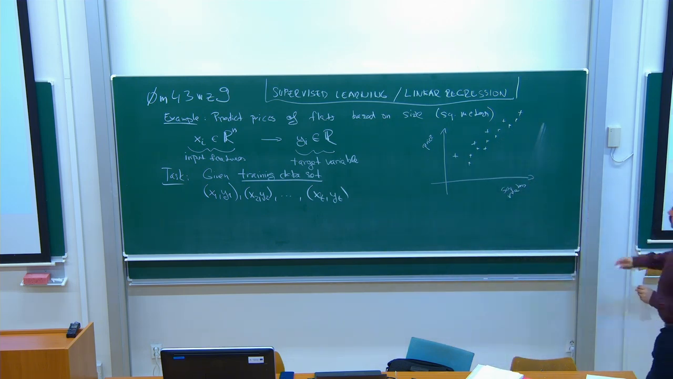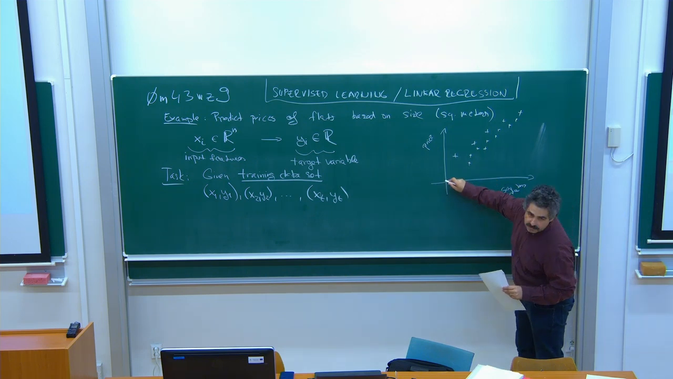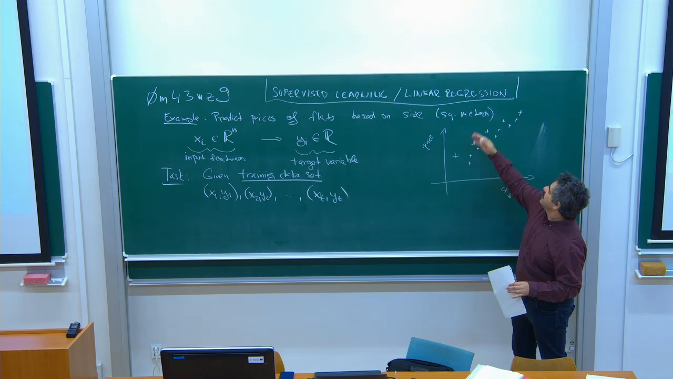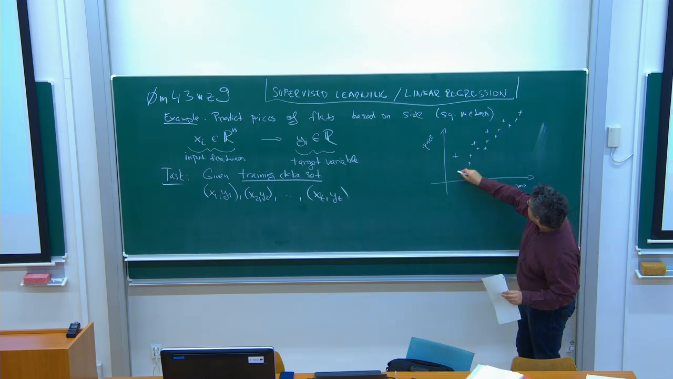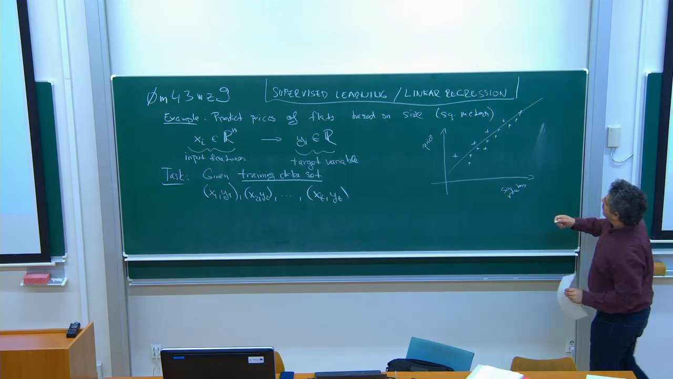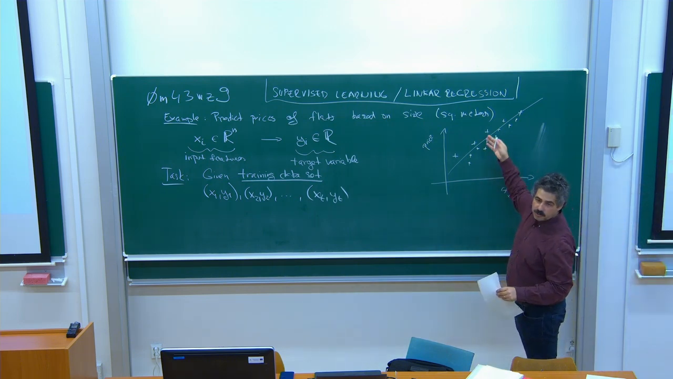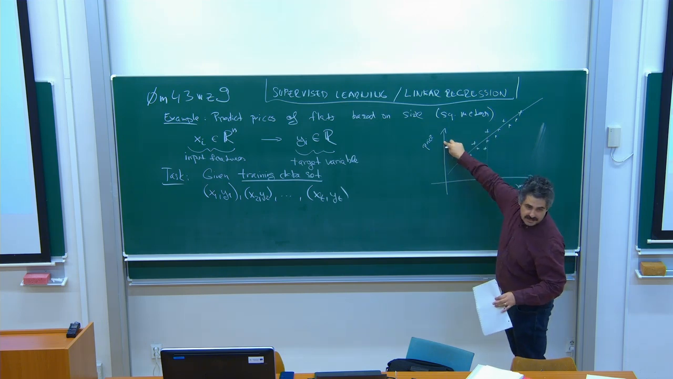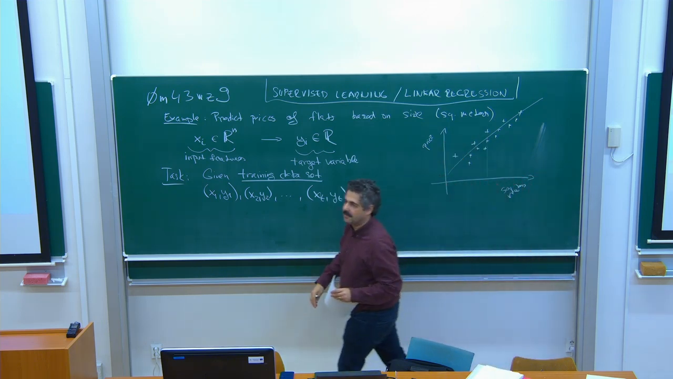Okay? And what you would like to do is basically fit some curve. In this case, you would like to fit a line through that. So you would like to say, this is something like my predictor. And if you are looking at whether some kind of price is appropriate for an apartment, you look at the square footage and you see, okay, so maybe this is the price for the apartment.